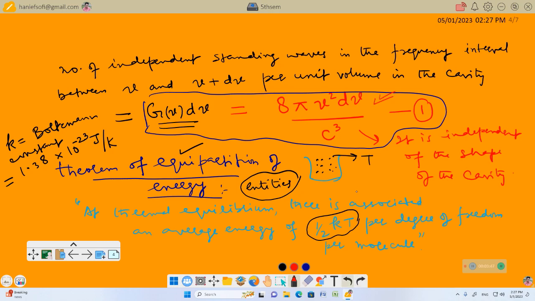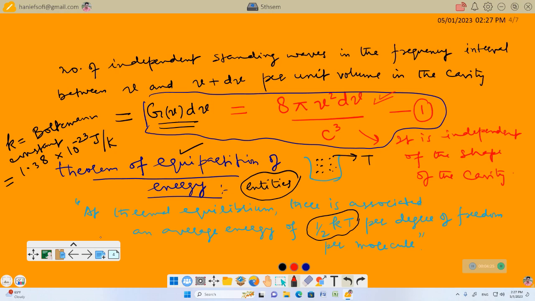Then the second part of the problem was to find the average energy per standing wave. For that, they used the theorem of equipartition of energy, where it is stated that at thermal equilibrium there is associated an average energy of half kT per degree of freedom per molecule. Then we said this theorem is equally valid for a collection of radiation which is at thermal equilibrium, or a collection of radiation and matter as well.